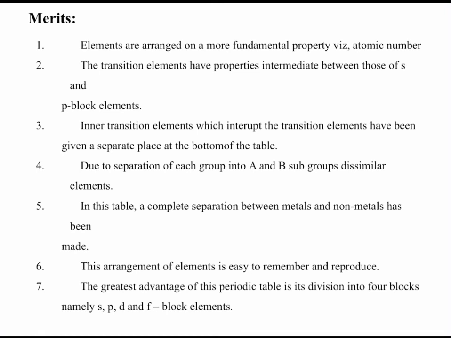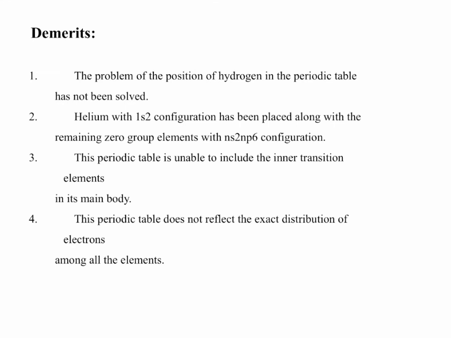So what are the demerits? The position of hydrogen in the periodic table has not been solved, and helium with 1s2 configuration is placed along with the 0 group elements with the ns2 np6 configuration, and it is unable to include the inner transition elements in its main body, and the periodic table doesn't reflect the exact distribution of electrons among all the elements. Thank you.